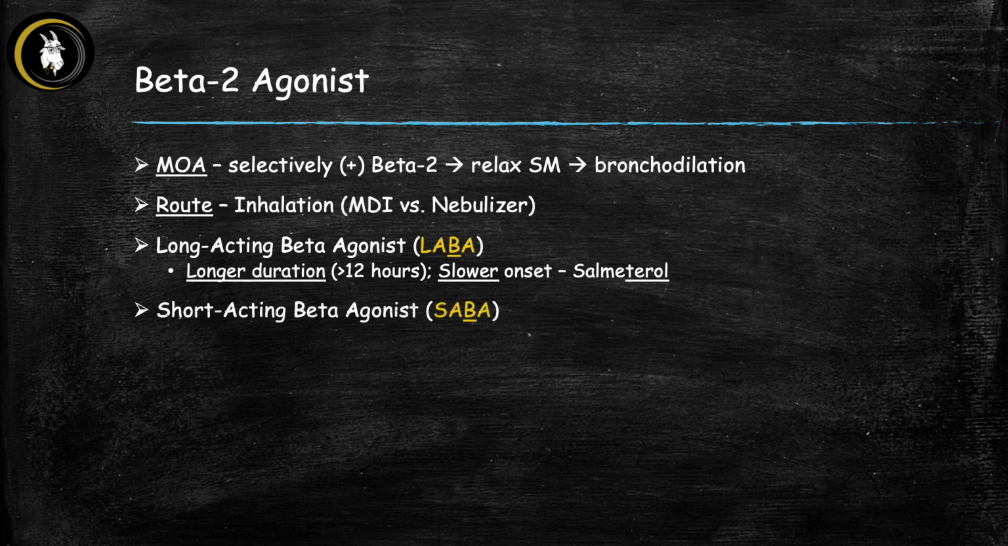And then we have the short-acting beta agonists, aka SABAs, and these have a shorter duration of action, but they have a pretty immediate onset, so they get to work right away, but they don't last as long as the LABAs, and the most commonly used drug here is albuterol.